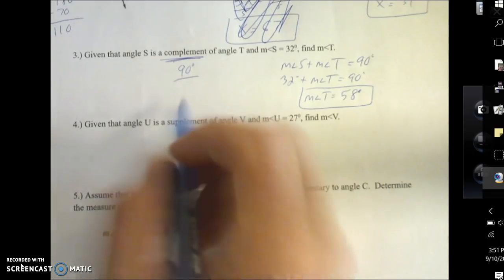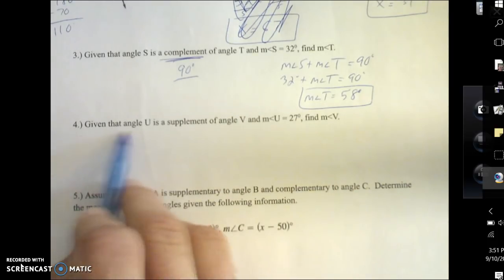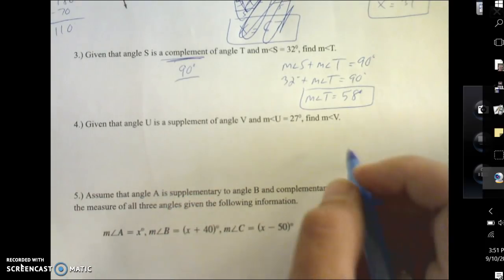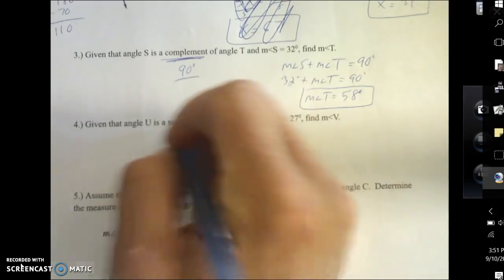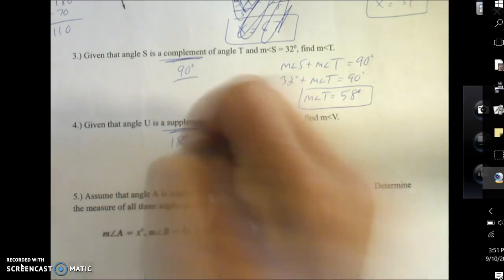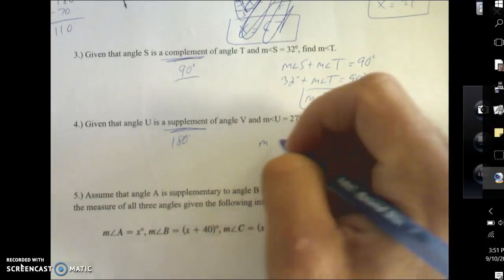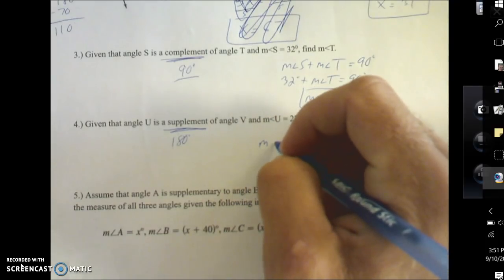Supplementary, okay, or let's read this problem here first. Given that angle U is a supplement of angle V, and measure of angle U is 27 degrees, find the measure of angle V. Well, supplement means 180 degrees. Okay, very easy to get them mixed up. Take a moment to kind of like just remember those vocab words.